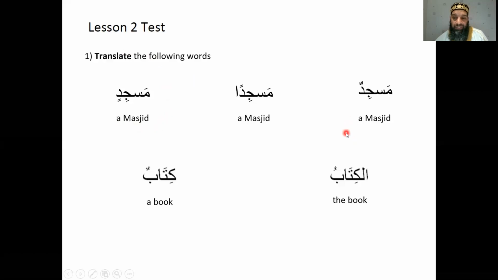So it's this way, I think, yeah? Masjidun means a masjid. Why is it a masjid and not the masjid? No al, fantastic. There's no al, so it's a masjid. Okay, masjidan. What does that mean? It means a masjid. Masjidin. It means a masjid.